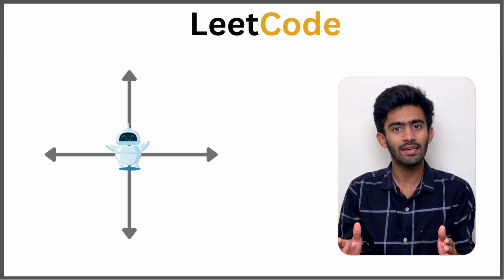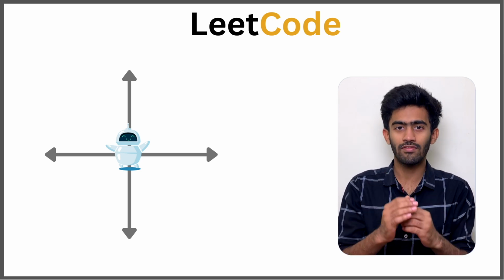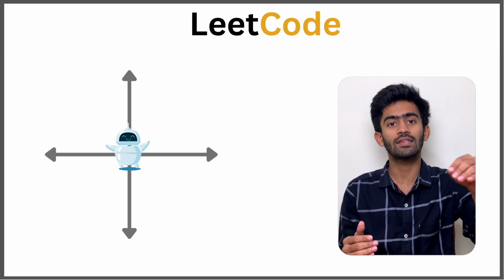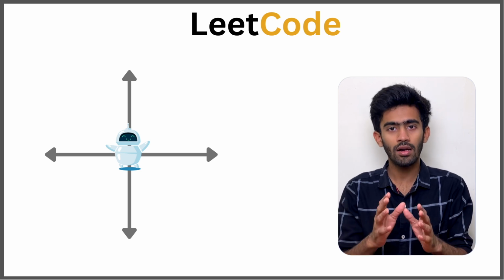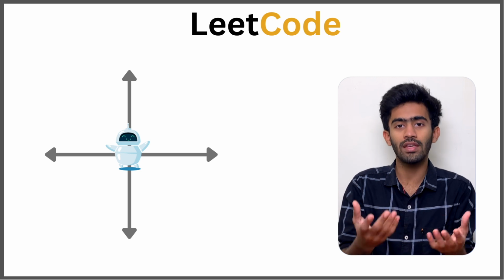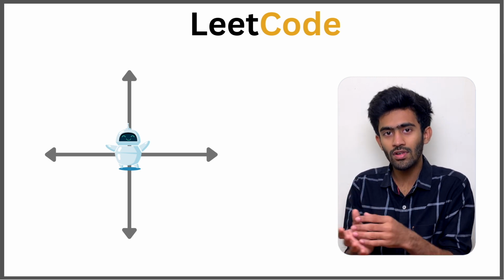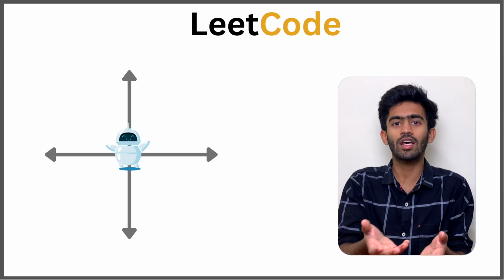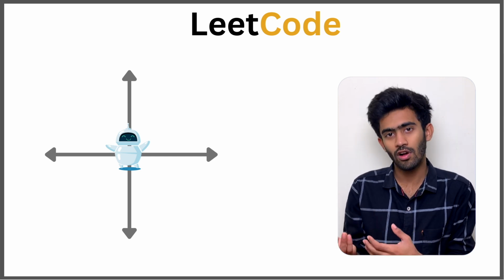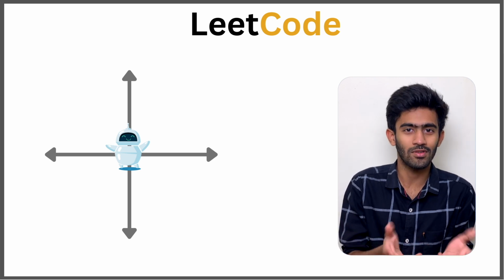And finally, after executing all those instructions, we have to find out whether the robot has returned back to the origin or it is somewhere else. So this function is going to return a boolean value, either true or false. The function would return true if the robot has returned back to the origin, and false if the robot hasn't returned back. And of course that's what the function will return.